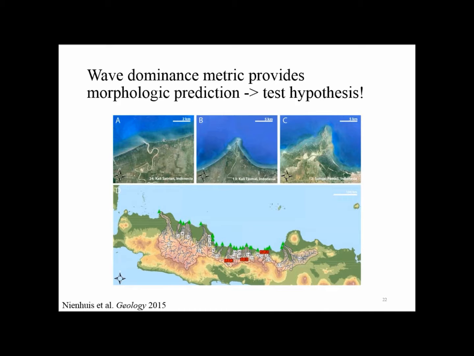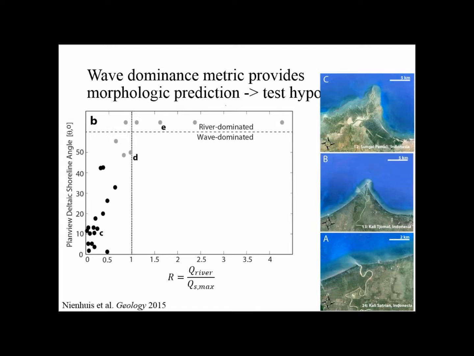So we can test our metric R on all of these deltas, and if we do that, we see that, let's say we plot this ratio R we just defined by how pointy the delta is, or something we call the plan view deltaic shoreline angle, and for an R is 0, we get into a delta that barely makes any pointiness into the ocean. As we move from 0 to 1, our deltas get pointier and pointier and pointier, up to about an R is 1, where all of the deltas we find are river dominated. So this ratio here is non-dimensional, can give us some idea of delta morphology that we can then test in the field.